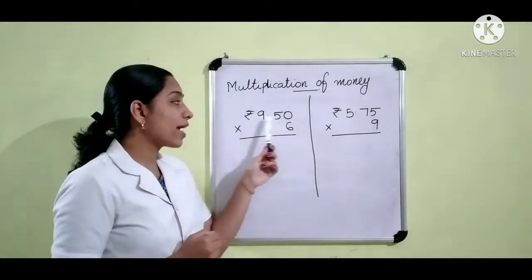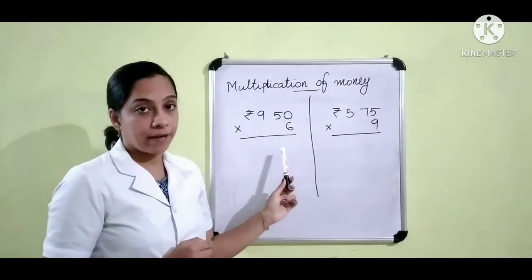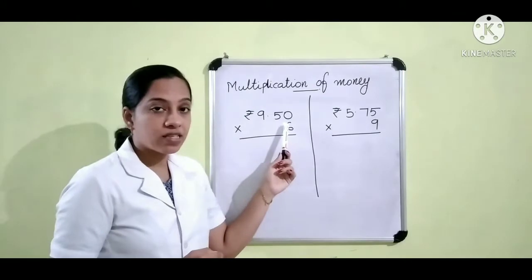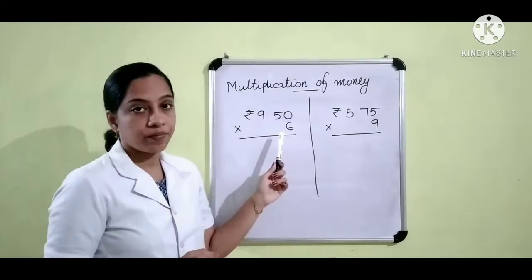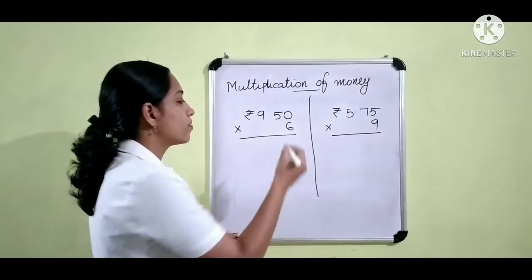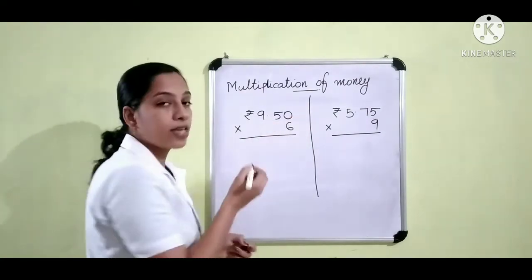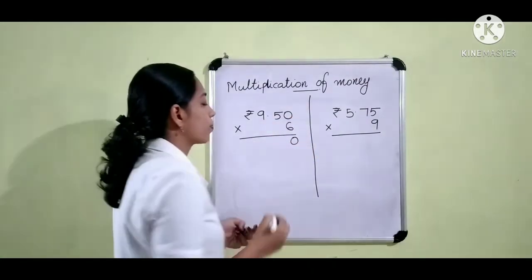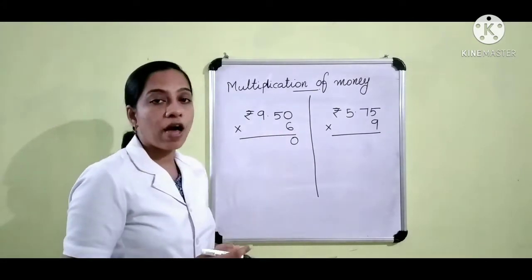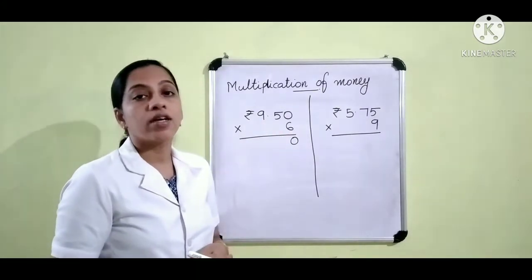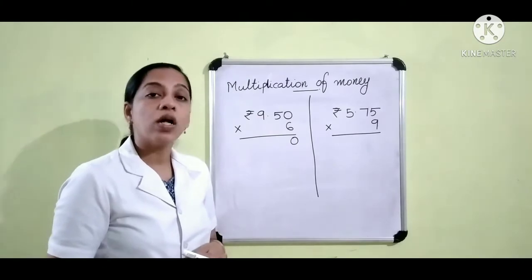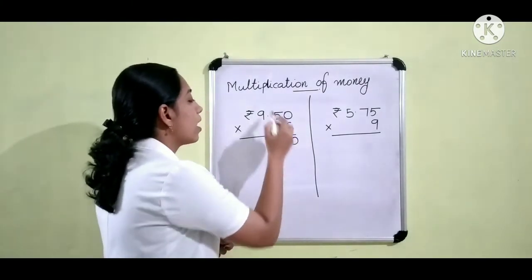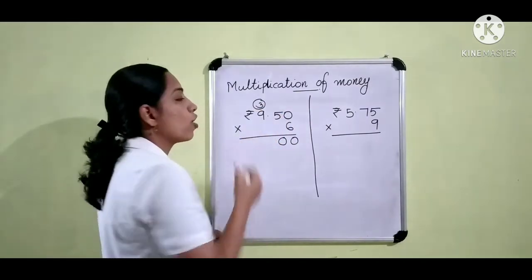First we have to write the numbers vertically like this. The first one, 9 rupees and 50 paise into 6. So let us start. First we will multiply 6 with 0. We know 6 into 0 is equal to 0. Then 6 into 5. What is 6 into 5? Yes, 6 into 5 is equal to 30. So, we write 0 here and 3 is carried over.